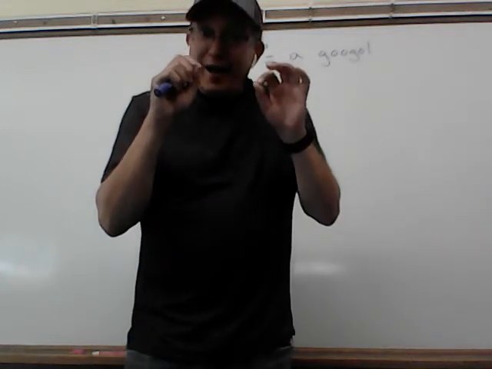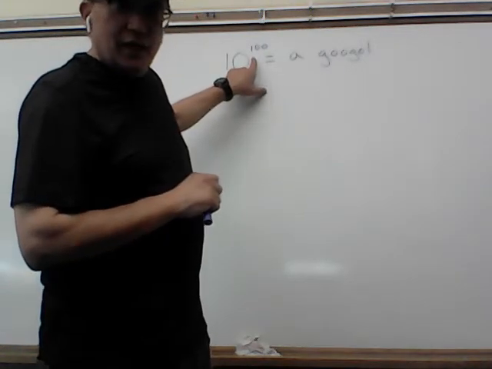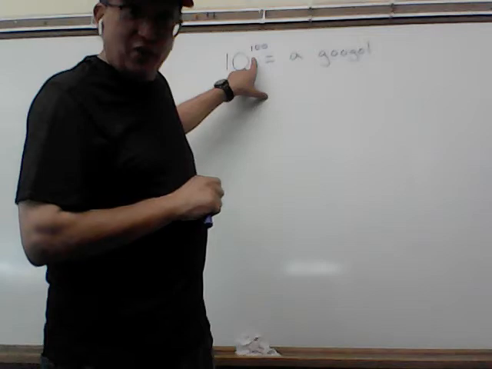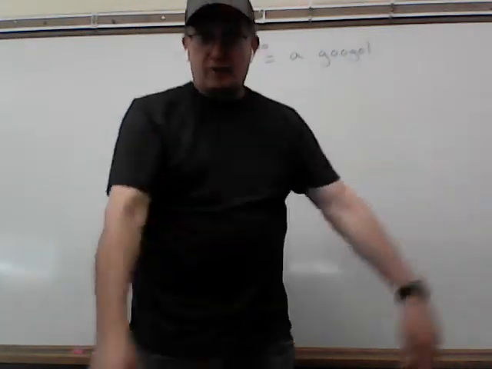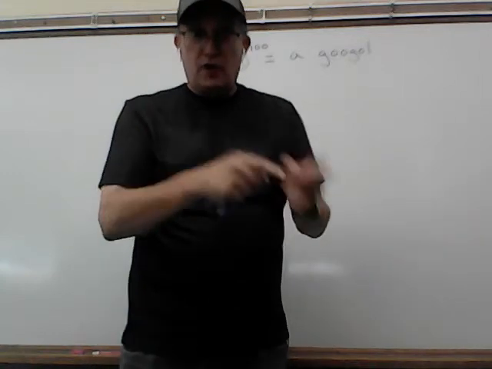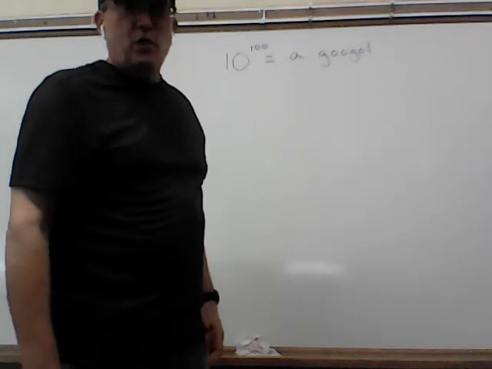Of course, according to what we're learning now about exponents, this is a 1 followed by 100 zeros, right? Imagine 10 times 10 times 10 times 10, 100 of them. That would be a 1 followed by 100 zeros. So this is a Googol, 10 to the 100th power.